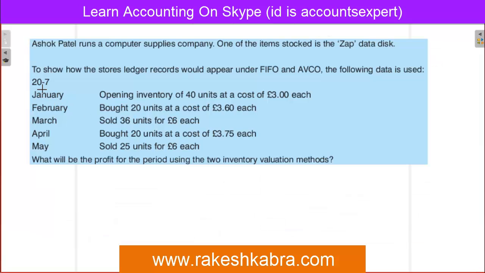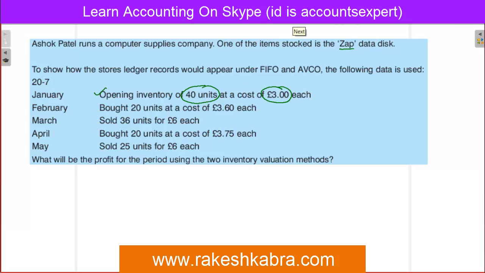See the question. The question says that in the year 2007, and in the month of January, there is already opening inventory of this product, JAP. How many units? 40 units we already have. And what is the cost per unit? £3. So this is the opening inventory.